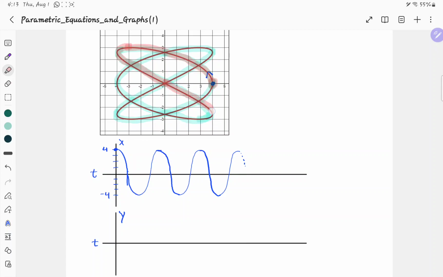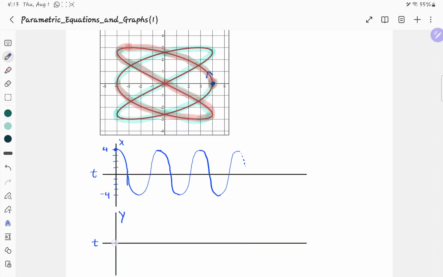Back down to -3 right there, and then back up to 0. And let's go ahead and mark that on our curve. So we started at 0, went up to 3, back to 0, down to -3, back to 0. So that would look something like this.